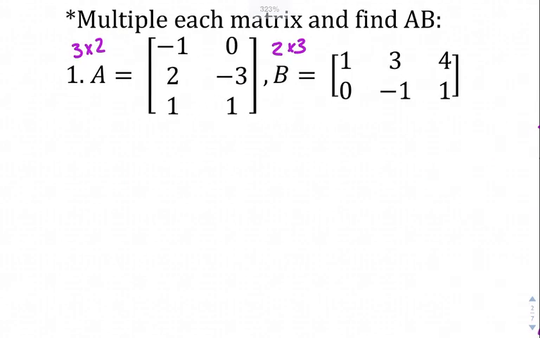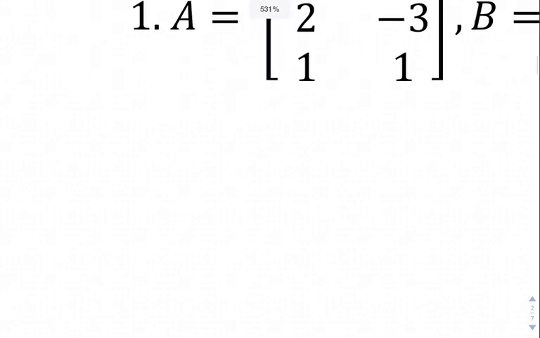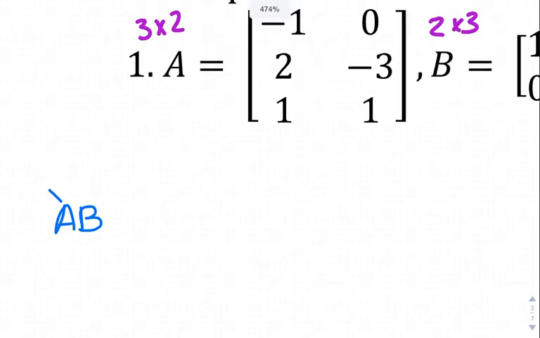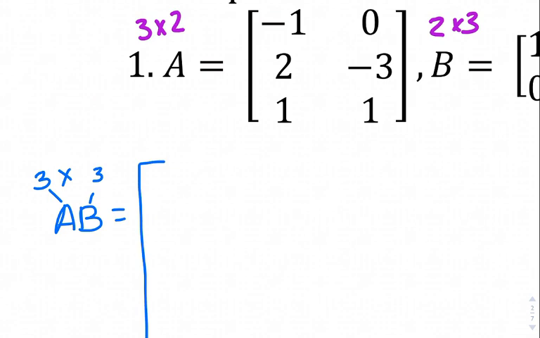Next one is multiplying a matrices. It wants us to find AB. A is a 3 by 2 matrix. Remember, it's rows by columns. So there's 3 rows, 2 columns. B is a 2 by 3 matrix, which means there's 2 rows, 3 columns. When I multiply AB, I take how many rows are in A, which is 3, and then how many columns are in B, which is 3. So this is going to end up being a 3 by 3.